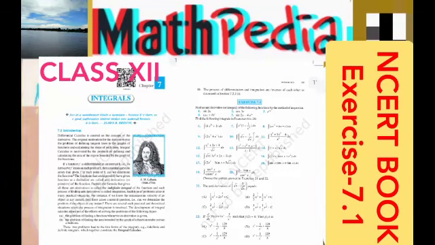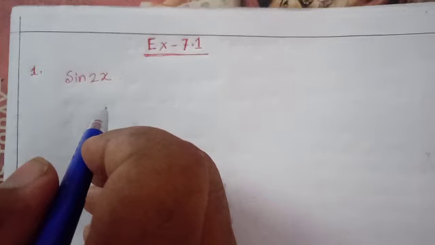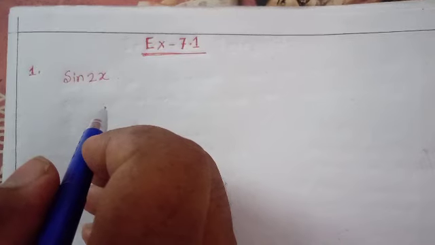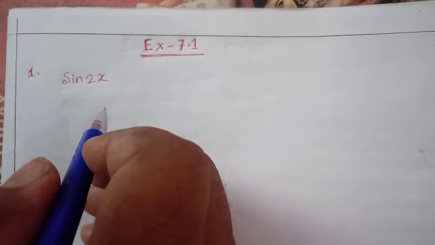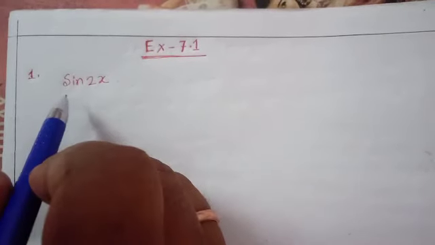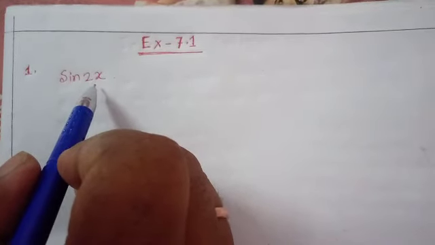Today I will discuss exercise number 7.1 of the NCERT book, that is indefinite integrations, the first exercise. In question number 1 of exercise 7.1, find an antiderivative or integral of the following functions by the method of inspection. So how do we solve this one? The first one is given as sin 2x. You solve it by the method of inspection.